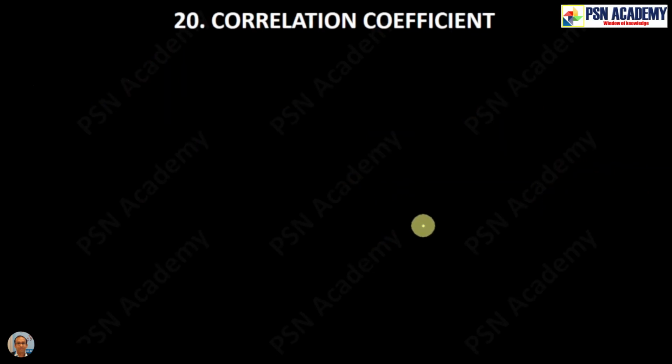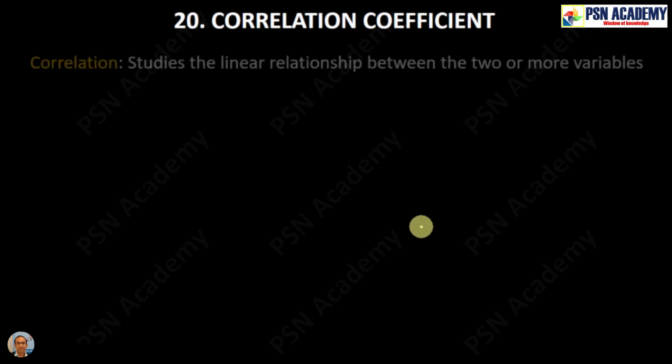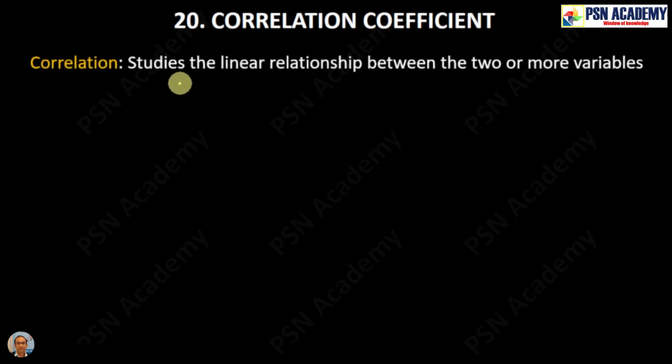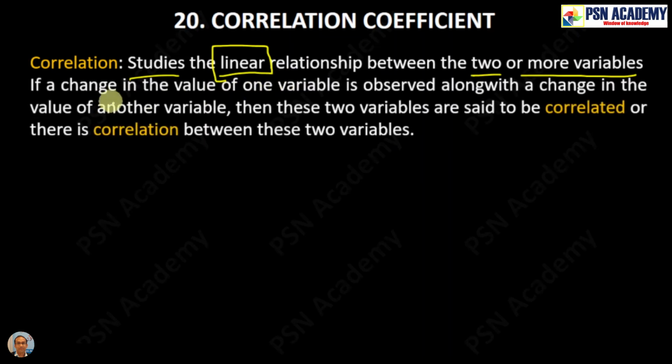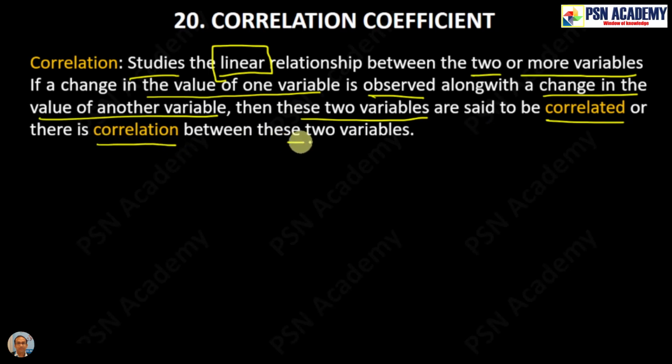The last topic in this video is correlation coefficient. This is very, very important. Now, what does correlation do? It studies the linear relationship between 2 or more variables. Mind it, it is studying the linear relationship, not non-linear, okay? So, if a change in the value of one variable is observed along with a change in the value of another variable, then these two variables are said to be correlated, or there is a correlation between these two variables.